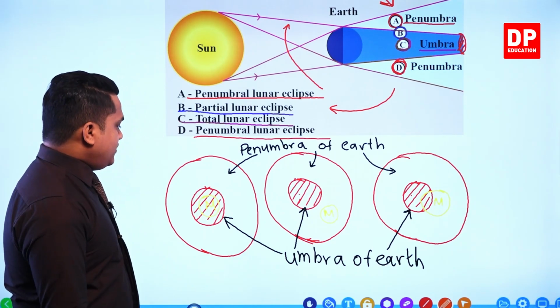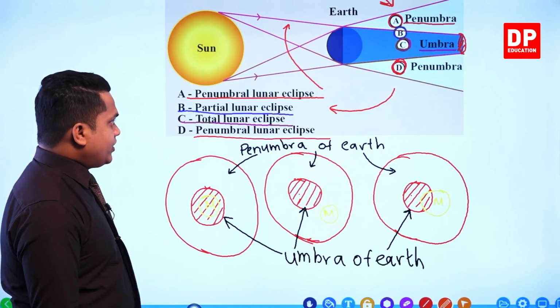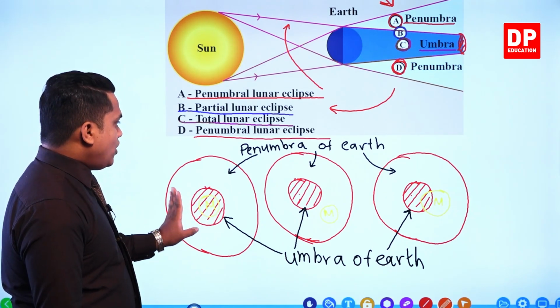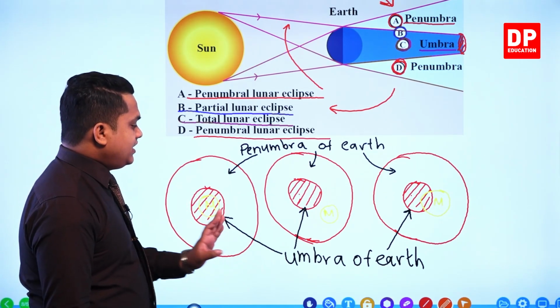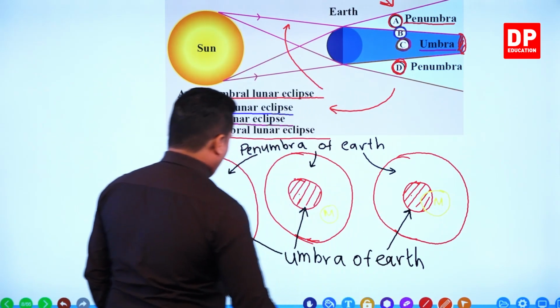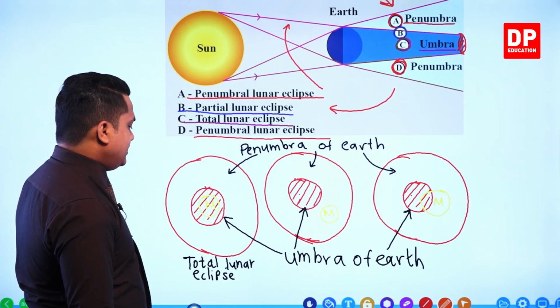So these three kinds of lunar eclipses are: number one, the total lunar eclipse. On the total lunar eclipse, the moon is entirely located on the umbra region of the earth, my dear children. So this is total lunar eclipse. Right? Total lunar eclipse.